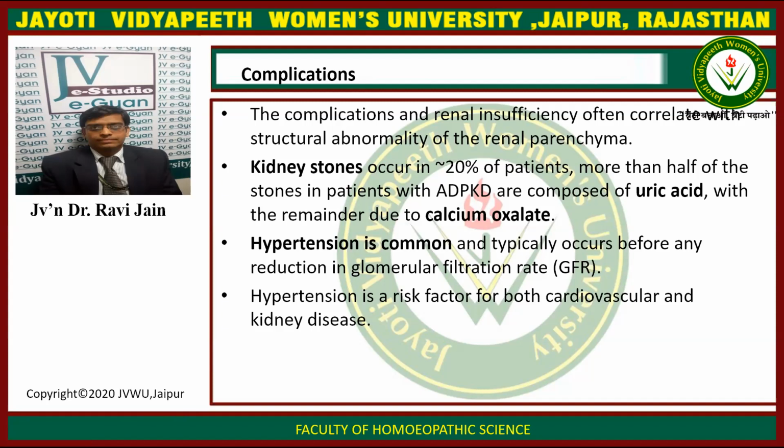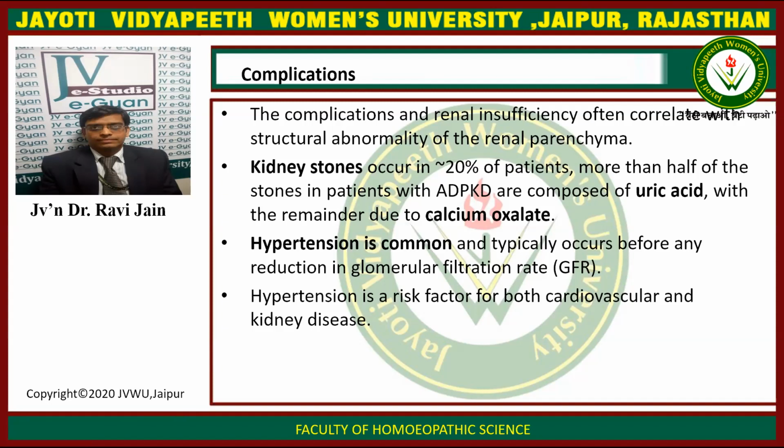Hypertension is another common clinical feature in the cases of polycystic kidney disease, and typically occurs before any reduction in the glomerular filtration rate. Before any decrease in the glomerular filtration rate, you see the hypertension. Hypertension is a risk factor for both cardiovascular and kidney disease. So if a person is coming to you with the complaint of hypertension, you should always think of cardiovascular disease and kidney diseases.